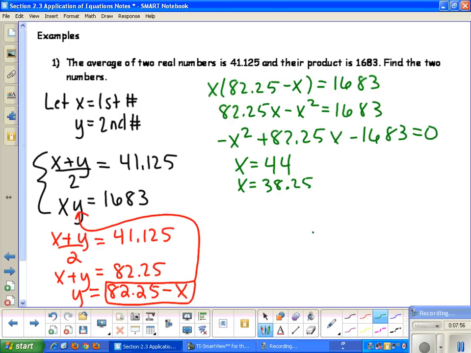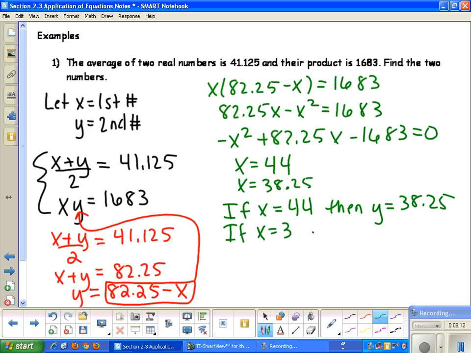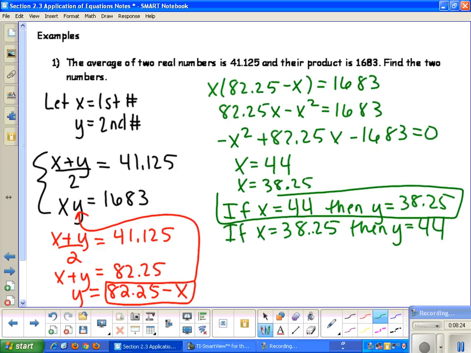So that means I'm going to write: if x equals 44, then y equals 38.25, or if x is equal to 38.25, then y is equal to 44. You can just pick one of those answers. You don't have to write them both out, but I just did that so you can see.